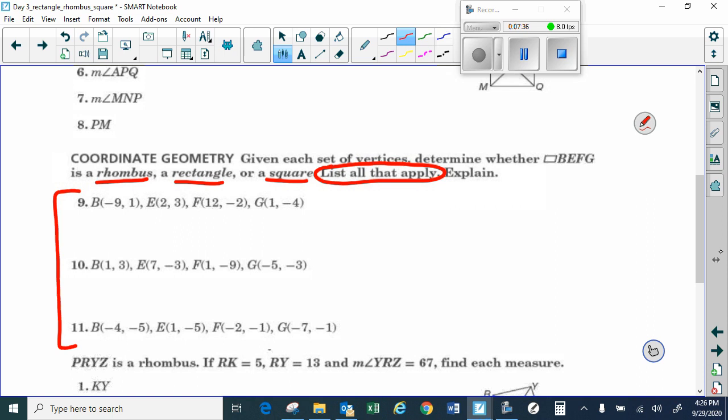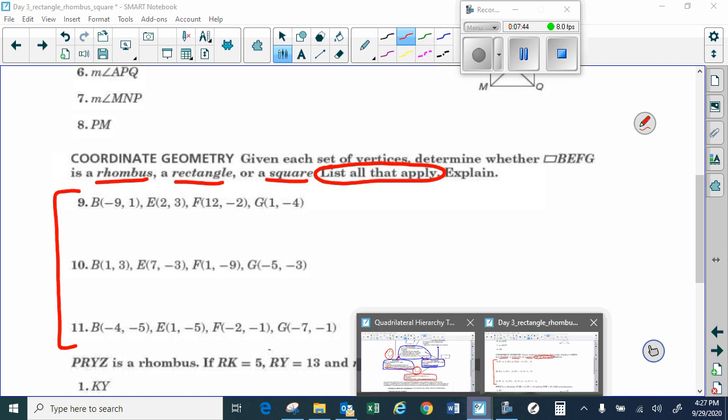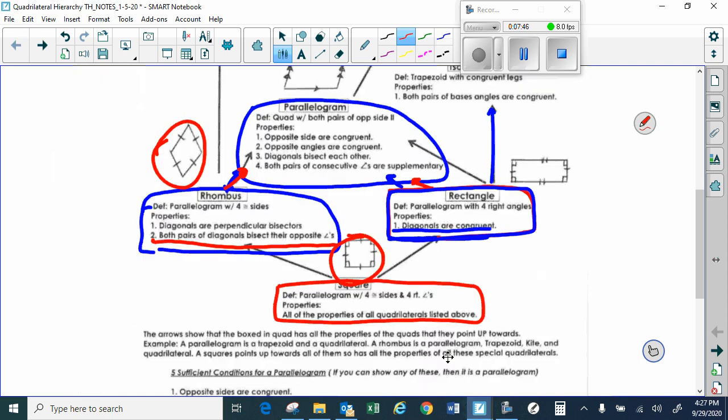They want to see if you can plot the points and then identify what parallelogram it is. Is it just a parallelogram? Is it a rhombus, rectangle, or square? Remember I told you those are the 4 that they focus on. So again, that means I'm going to use my rhombus definition and properties right here. And of course, that means everything that's underneath the parallelogram is also true. Those are going to be the main ones you're going to use.